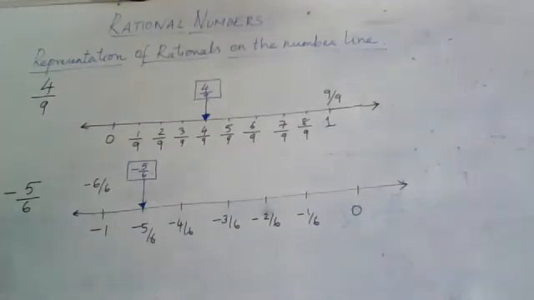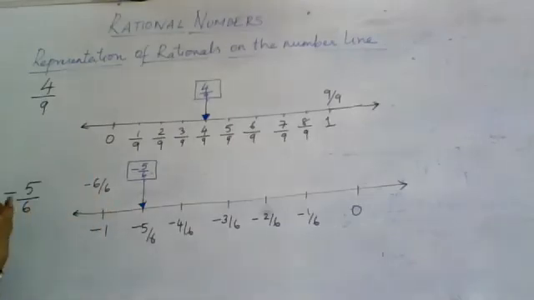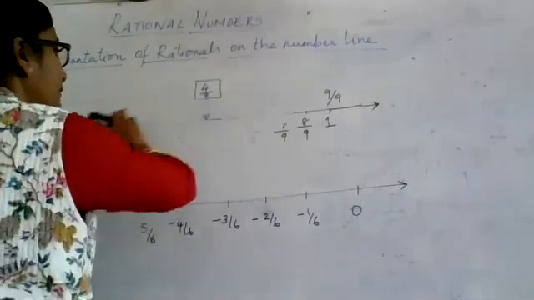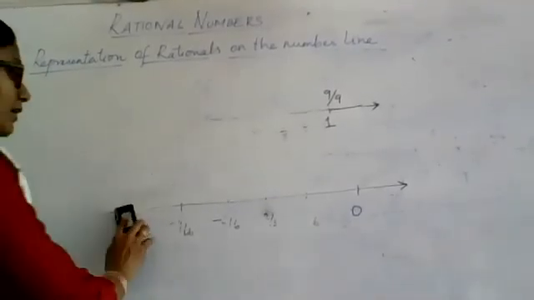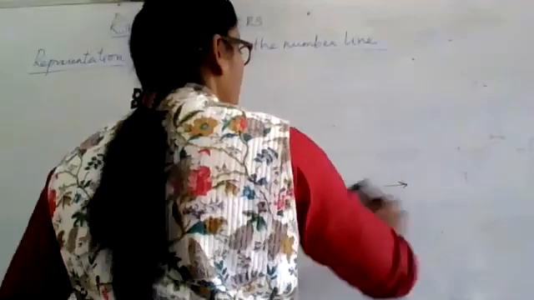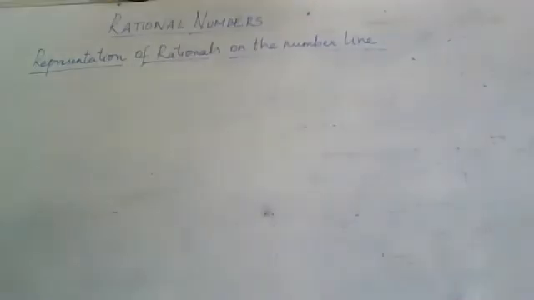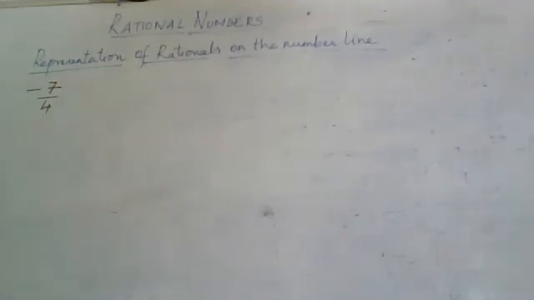So these were proper fractions which lie between 0 and positive 1 or 0 and negative 1. Now what if I have other rationals which I want to represent on the number line? For example, let me take the rational negative 7 by 4. This is also a rational, so I should know how to represent this on the number line. It is not necessary that all my rationals lie between 0 and 1 or 0 and negative 1. It is a negative rational, so it will be on the left side of 0 on the number line.